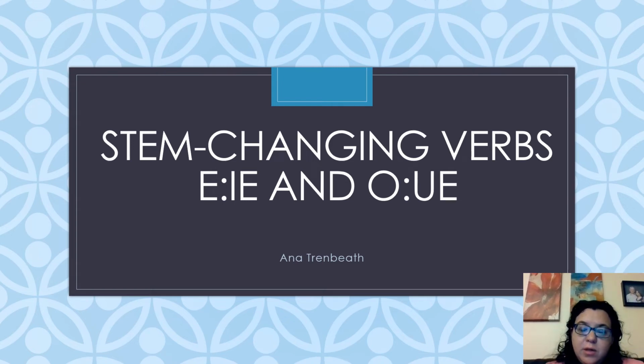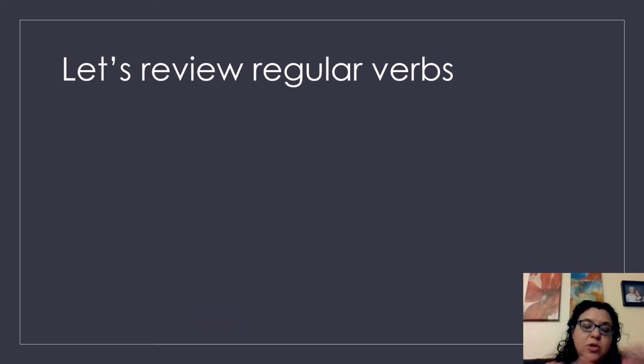So we're going to focus on two types of stem changing. One is E to IE, and then the other one is O to UE. So here's what I want to talk to you about before.